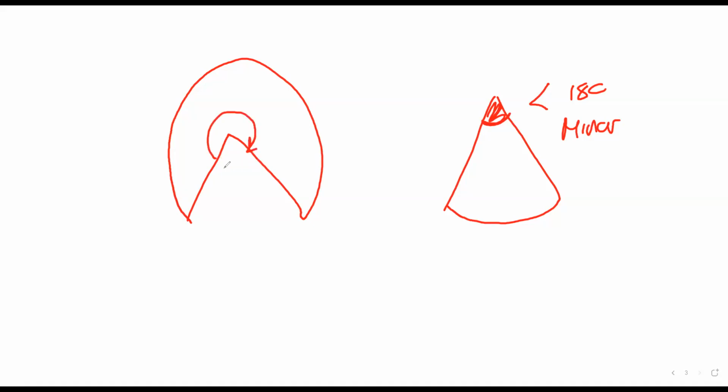This angle over here, as you can see, is a reflex angle. And this angle is going to be more than 180. In this case, what will I call my sector? This sector will be called a major sector. So this is a major sector.